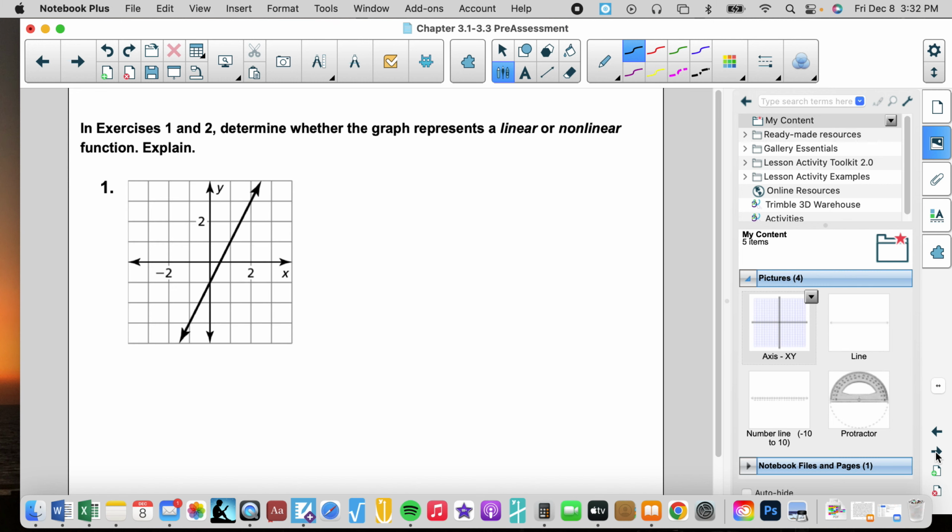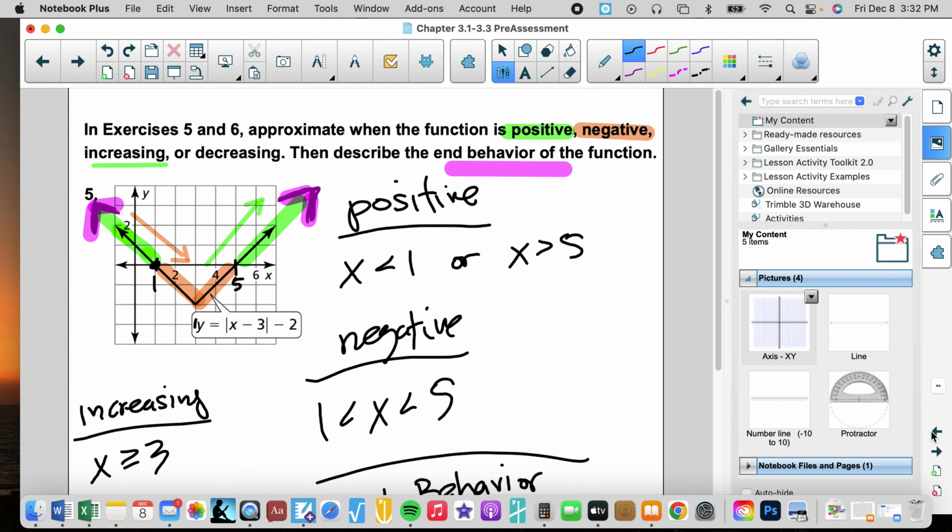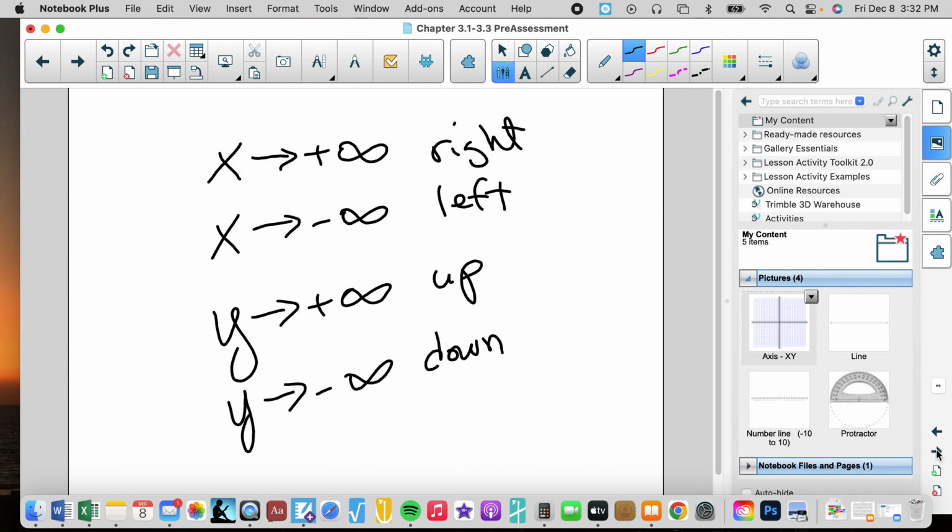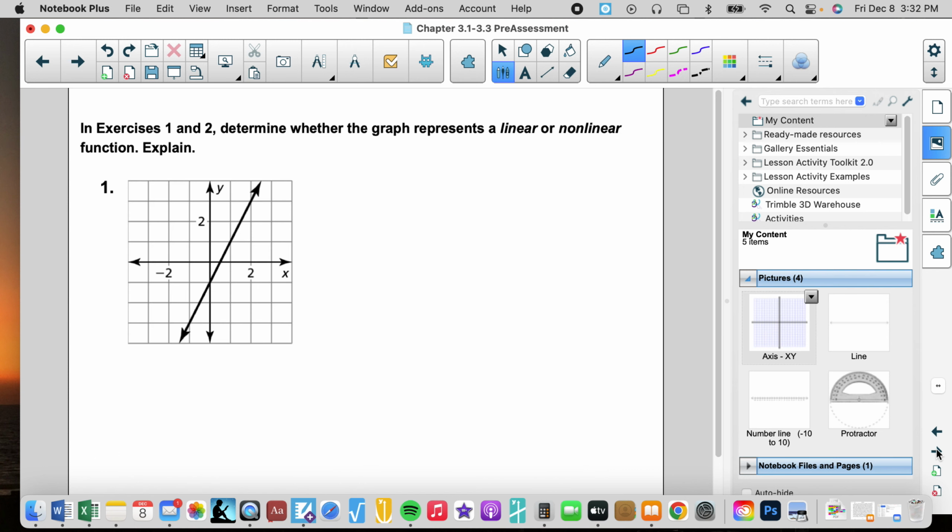So let's look at this. It says determine whether the graph represents a linear. Was that it? We only have one of those? Wow, you got off nice and easy. Maybe we have some later on. In exercises 1 and 2, determine whether the graph represents a linear or nonlinear function. This is a linear function, and explain.